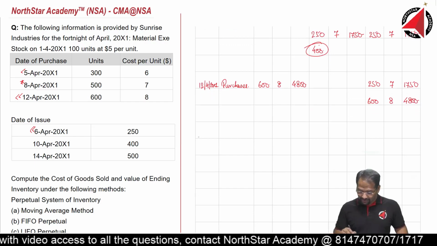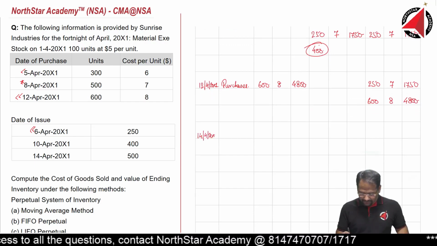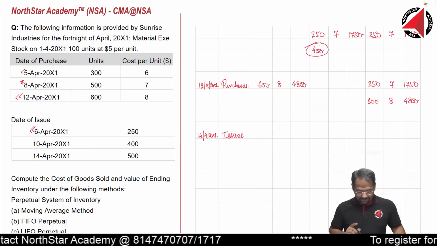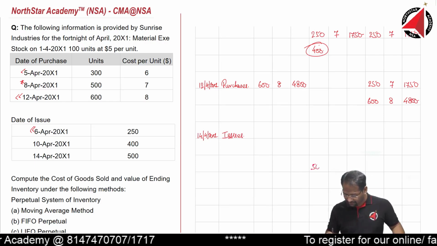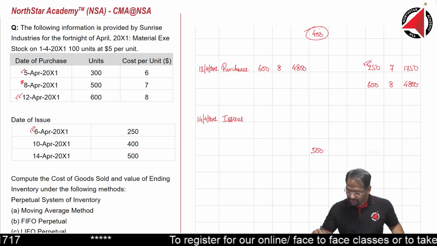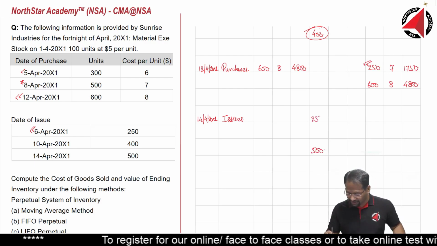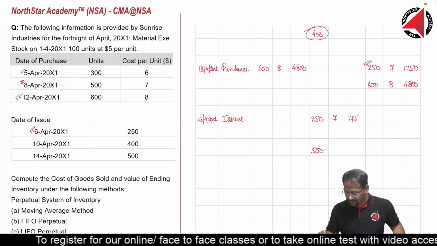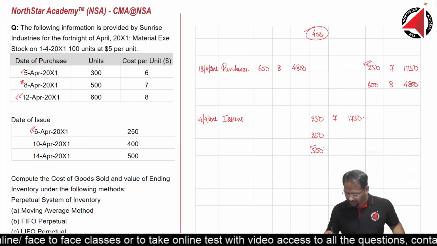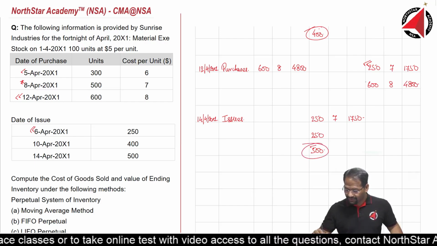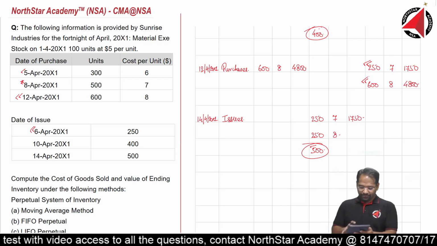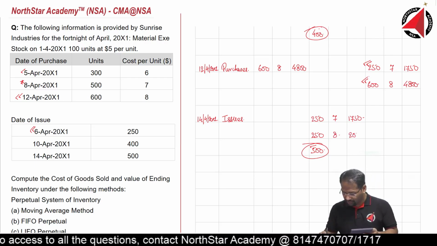Let's go on to the last date, 14th of April 2011. And on this date we have again issued. How many units? 500 units. So leave 2 lines and write 500 units. Now out of this 500 units, 250 units I will issue from the first item. So 250 units at the rate of 7, $1,750 we have issued. And next is another 250 we have to issue, because the total we have to issue is 500. This 250 I will issue from this item, which is bought at $8. So 250 multiplied by $8, we have $2,000 here.